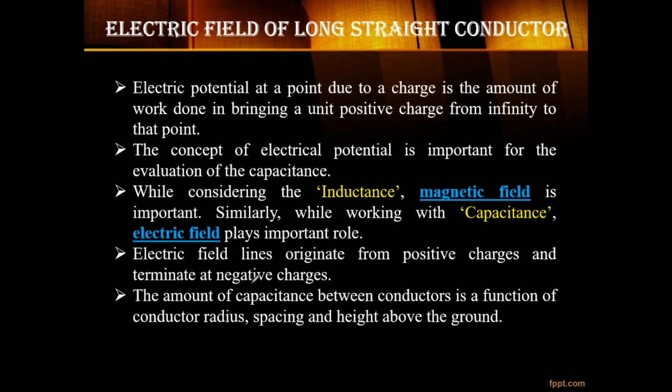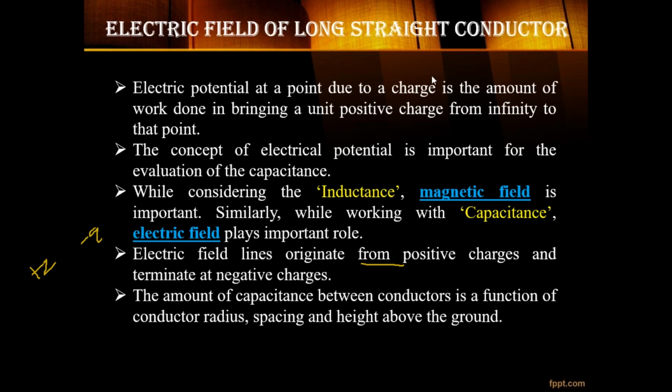See here, the capacitance in that, the electrical field lines originate from positive charges and terminate at negative charges. It means that in electrical field lines, the positive charges are entering into the parallel capacitors and terminate at negative charge capacitors. Now the amount of capacitance depends on the conductor radius as well as the spacing and height above the ground.